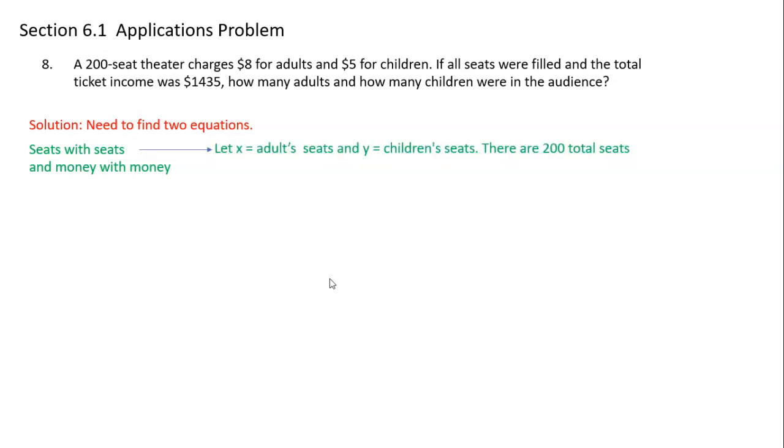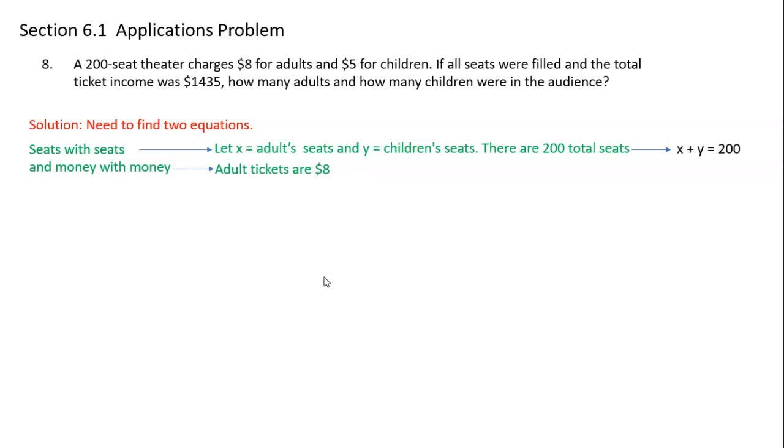So let's do the seats. We can say that the adult seats are the x value, the children's seats are the y value, and we know that the theater holds 200 seats. So in order for us to come up with the equation, we can say that x plus y should equal the 200 seats.